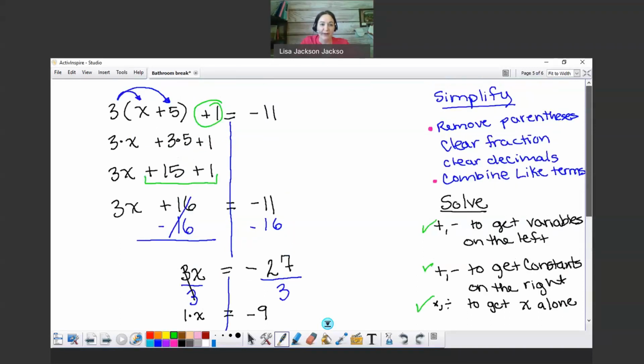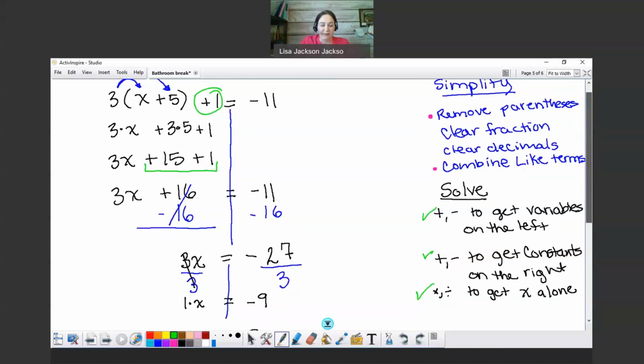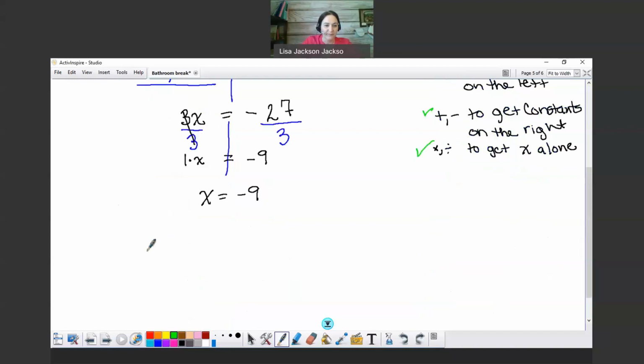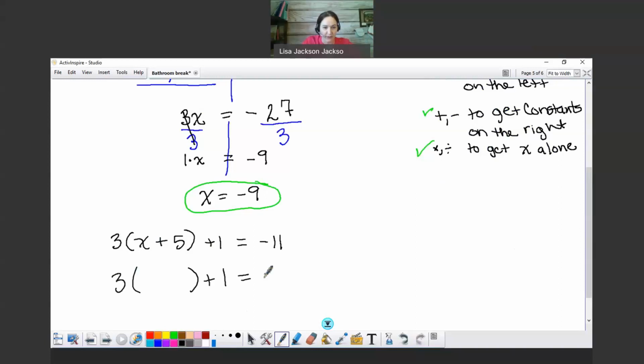So I'm going to go back up here. 3 times x plus 5 plus 1 equals negative 11. And I am going to plug in my conditional answer to make sure this is true. So 3 times, put in that plus 5. Right here, where there was an x, I put some parentheses to safely plug that guy into, and I'm going to plug in negative 9.